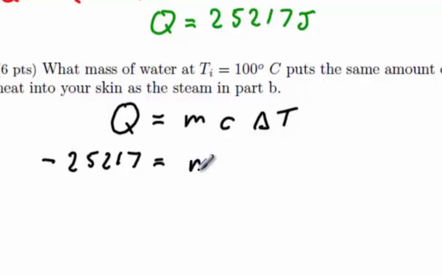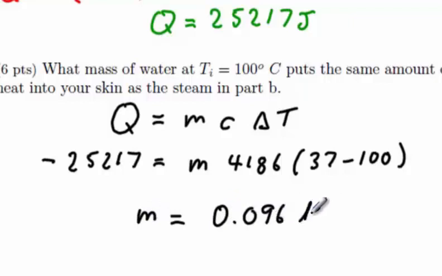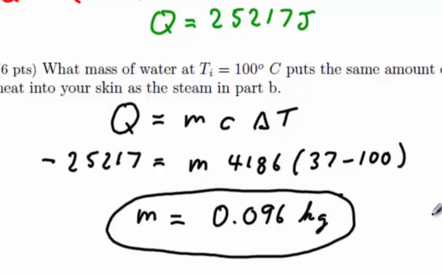The mass in this part of the problem is the unknown, and using the 4186 joule per kilogram Kelvin, and a temperature change once again of final minus initial, we're left with only one unknown in the expression, and we quickly solve to find a mass of 0.096 kilograms, roughly 10 times the amount of water in the first problem. And so in round numbers, steam burns are 10 times worse than water burns.